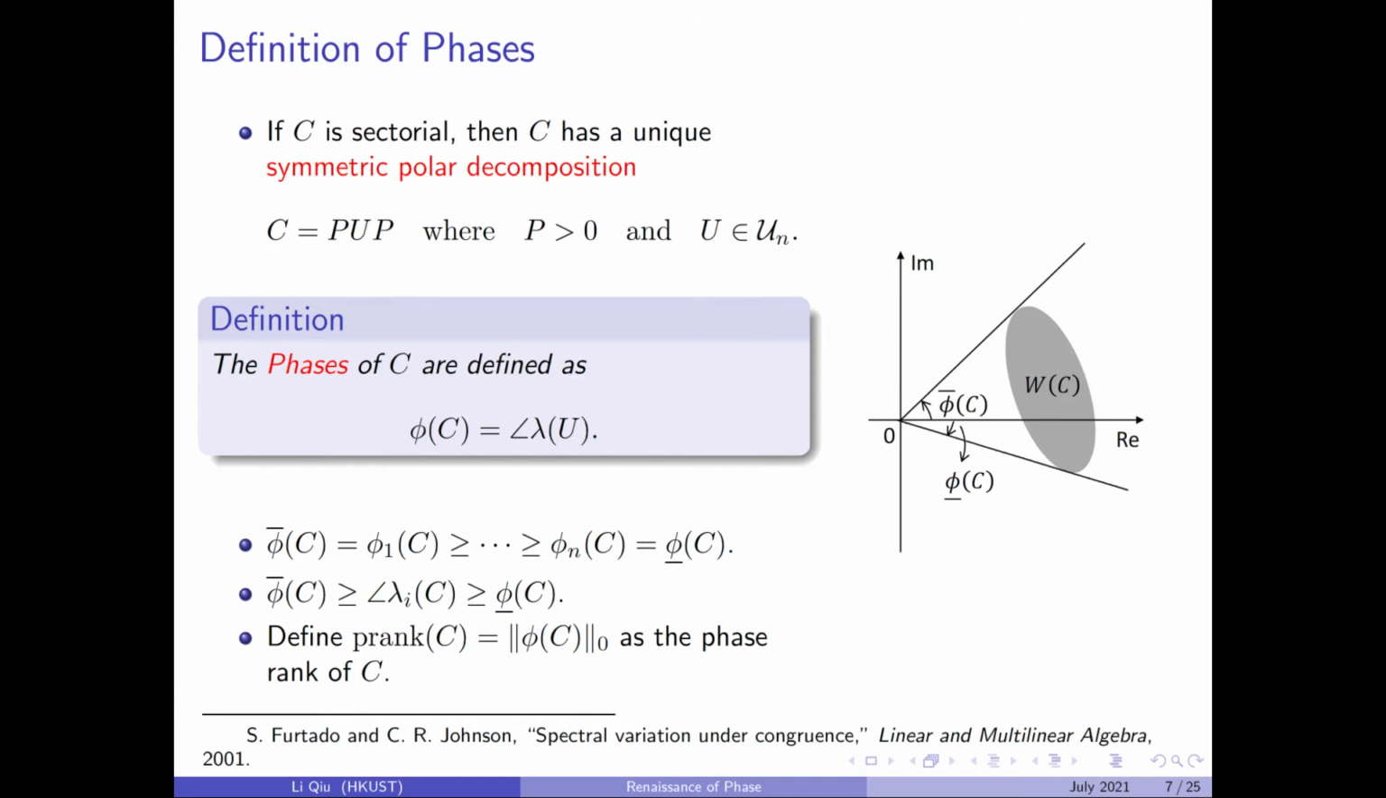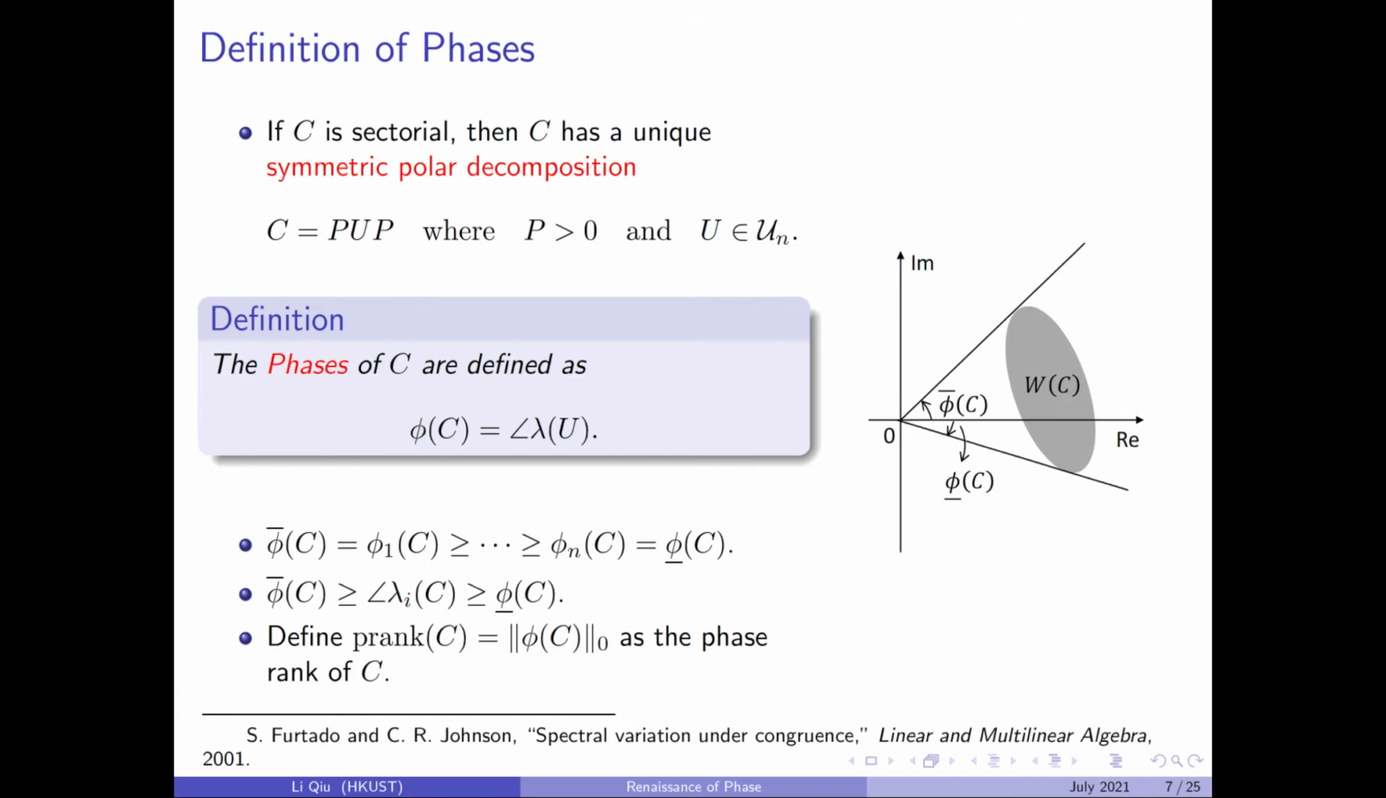So after you carry out this decomposition, then you define the phases of C as the phases of the eigenvalues of U. U is a unitary matrix, so all the eigenvalues are distributed on a unit circle, right? So they have phase information. They don't have magnitude information. The magnitudes of the eigenvalues are all equal to 1, but the phases have different angles. So then you define the phases of a sectorial matrix in this way. So the key is that you need to do this symmetric polar decomposition.